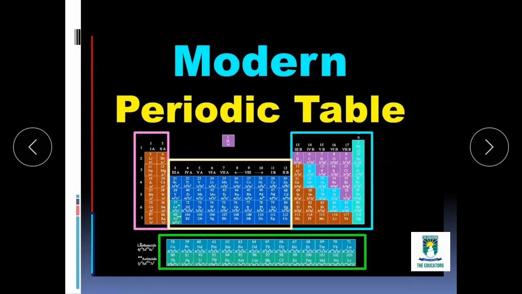Modern periodic table. Students, as I told you in the previous lecture, atoms and different elements are arranged according to their atomic number in the modern periodic table. They are arranged in two forms. The first one is in the horizontal rows, which are called periods, and the vertical columns, which are called groups. So different elements are arranged in different groups and periods according to their atomic number. So we can say that the modern periodic table is arranged according to the atomic number of different elements.